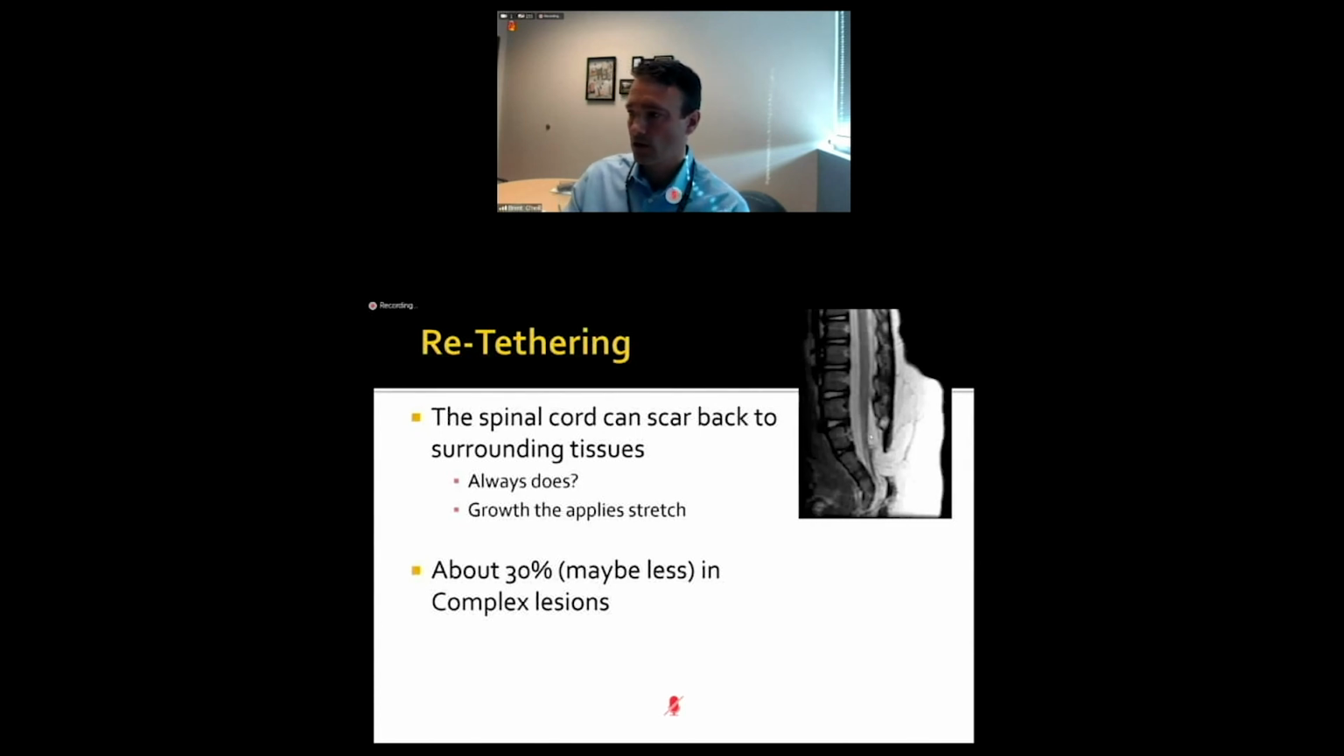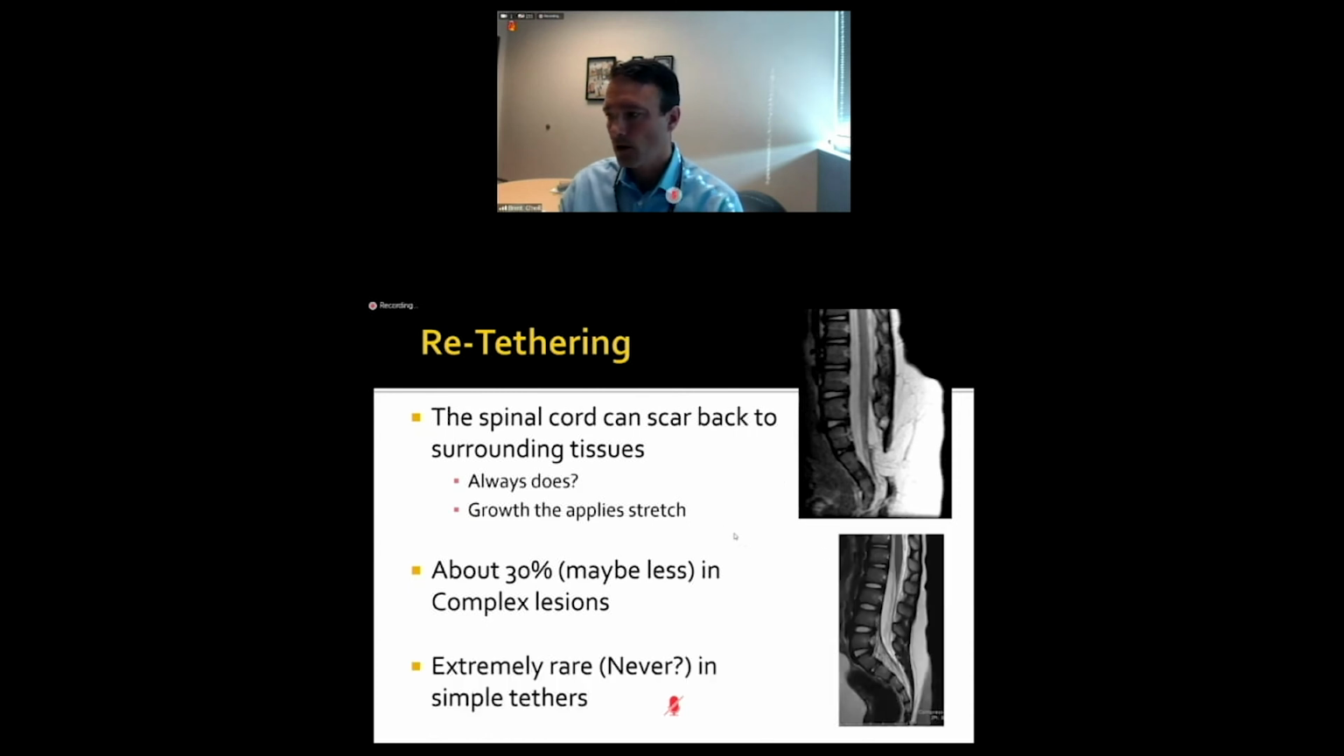You can see here's a picture of that lipomyelomeningocele, and there's this broad area where the fat and the fibrous tissue attaches to the spinal cord. There's a lot of tissue there that can scar back to the overlying dura and bone and muscle. On the other hand, with a simple type of spinal cord tethering, where it's just that thin fiber, the filum terminale, that's causing the tethering, in those cases, retethering is extremely rare. It may actually never happen, but there are a few reports where folks have thought that it was happening, have had operations for repeat detethering. But in general, if the problem is with the filum terminale, the risk of retethering is almost zero.